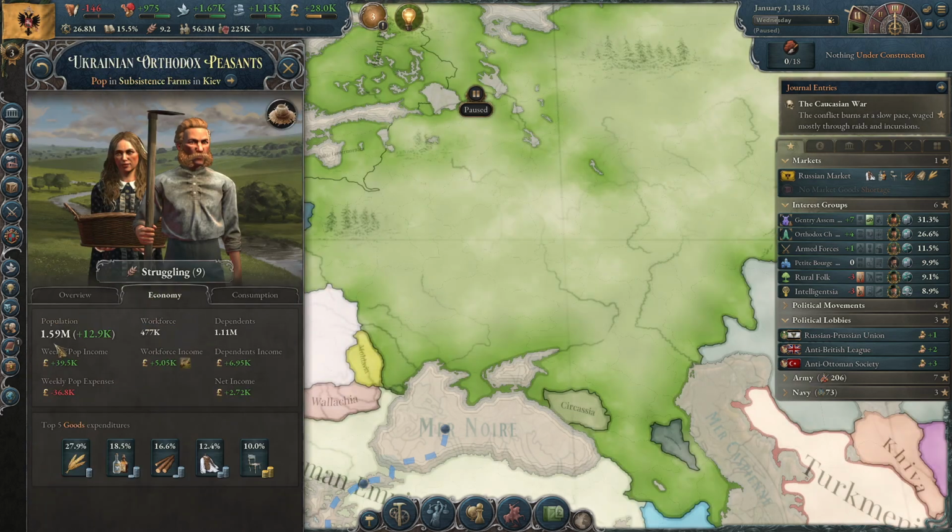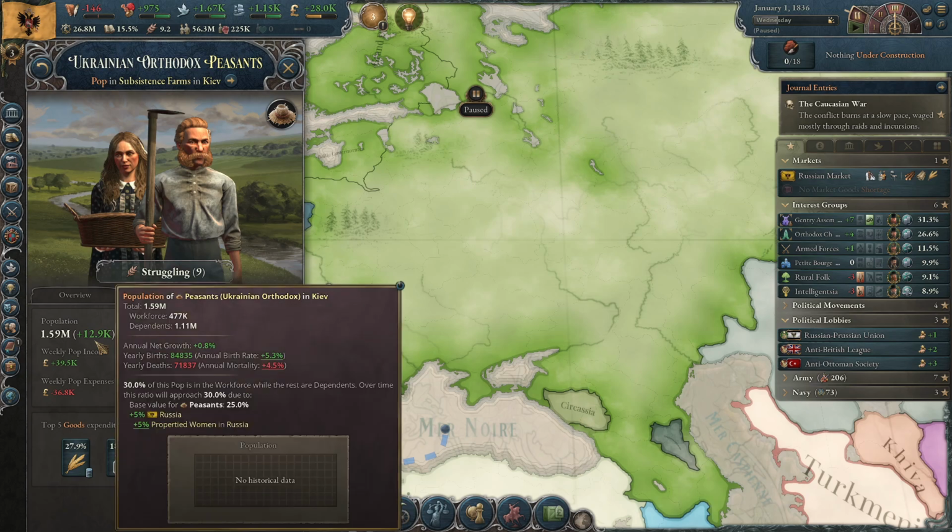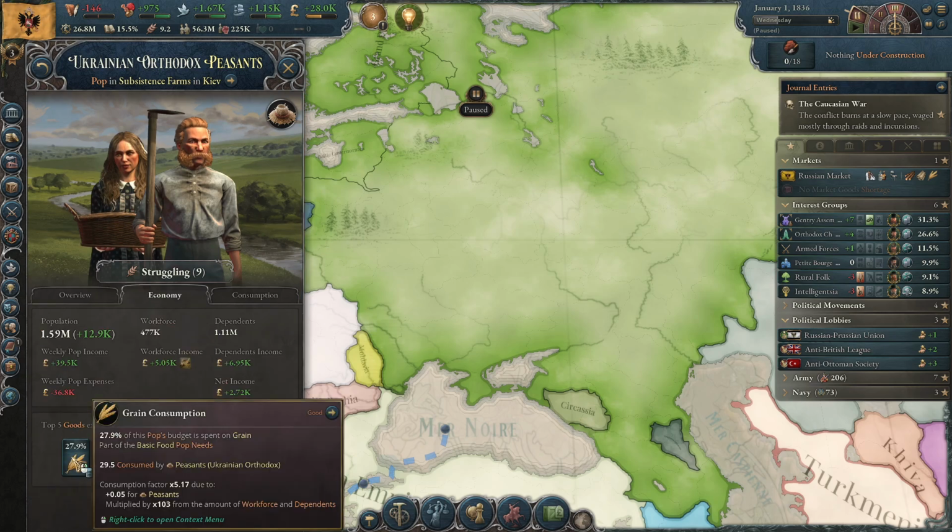So if we go to this group, it's about 1.59 million people right now. We'll say about 1.6 million people. If we go over here to grain, we're going to notice something very interesting. First off, it's telling us they're consuming almost 30 grain for 1.6 million people per week. We see there's a consumption factor multiplied by 103 depending on how many of them are workers, how many of them are dependents, and the size of the group. But then notice this, plus 0.05 for peasants. Peasants and slaves that work on subsistence farms are the only pops that get this, and this is what makes them the worst pop group in the game.